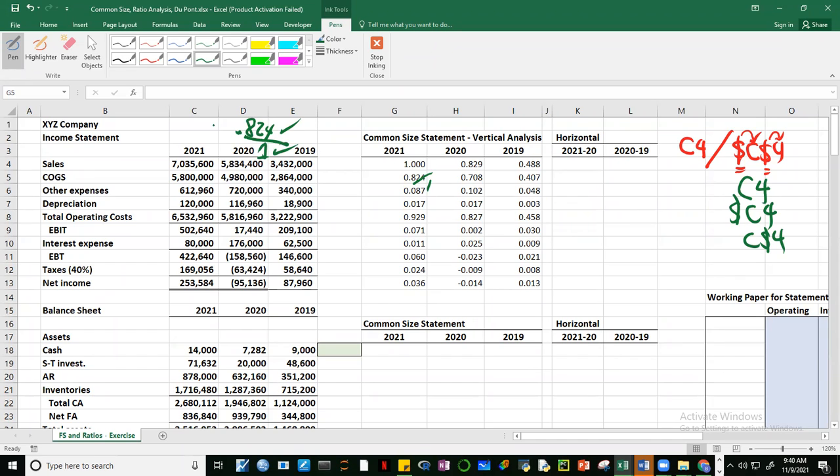Okay, so tama na ang numerator natin yung all the accounts divided by sales. Kasi nga we're benchmarking it against sales. For example, ito. This one. Itong 0.036. What does this mean?